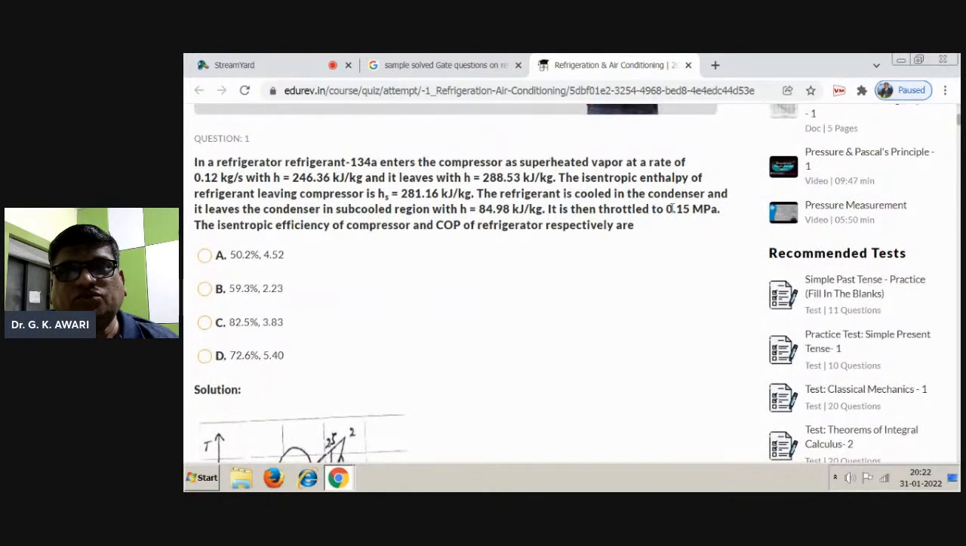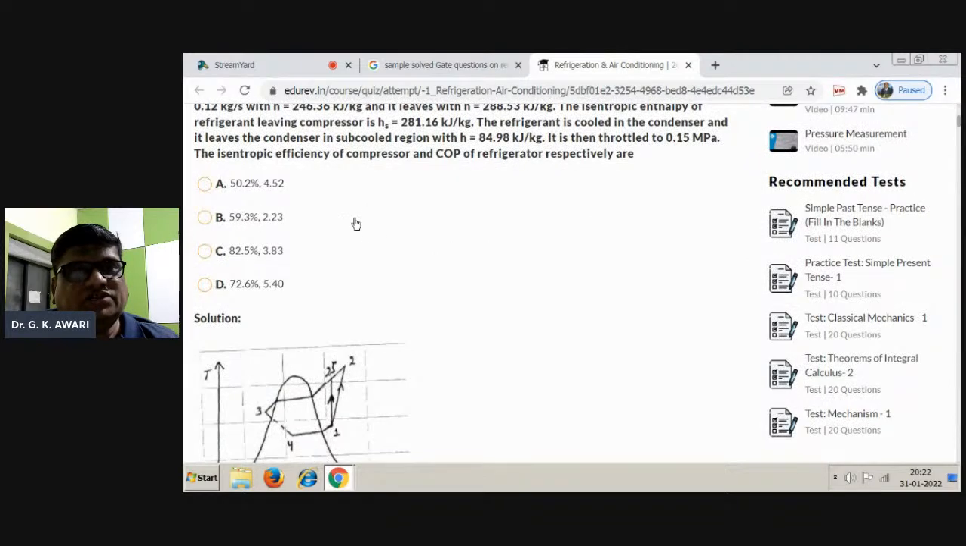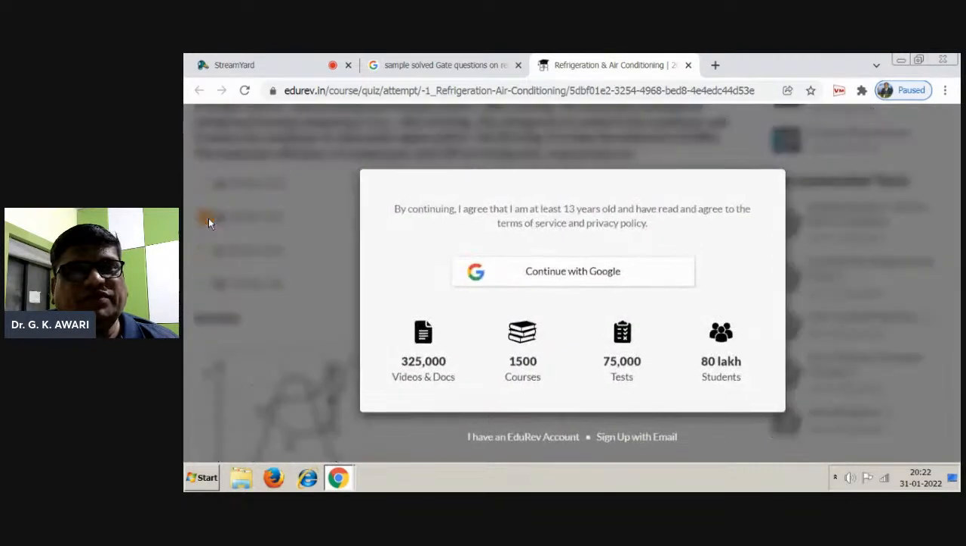The refrigerant is cooled in the condenser and it leaves the condenser in the subcooled region with H equal to 84.98 kilojoule per kg. It is then throttled to 0.15 megapascal. The isentropic efficiency of the compressor and COP of the refrigerator are? So you have to calculate the isentropic efficiency and the COP.